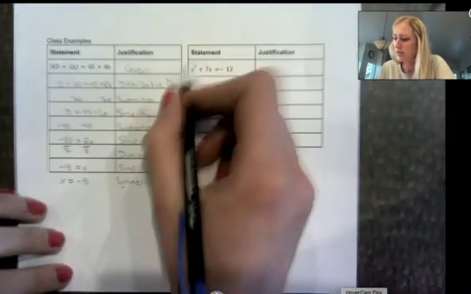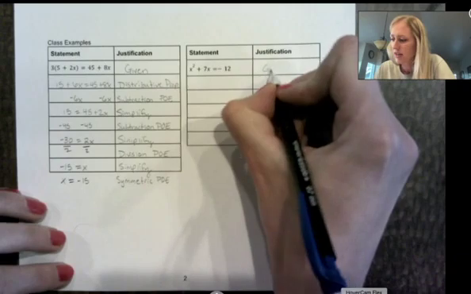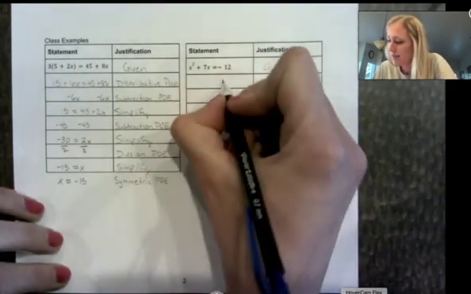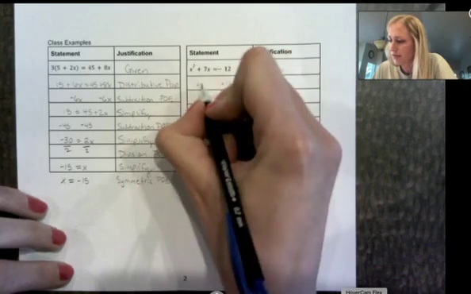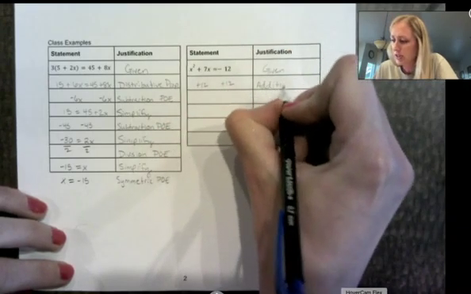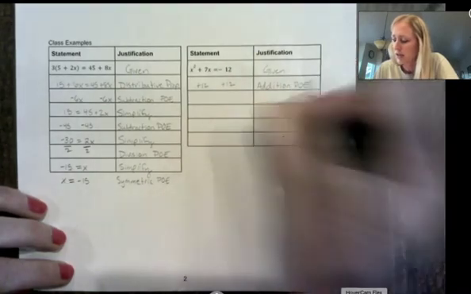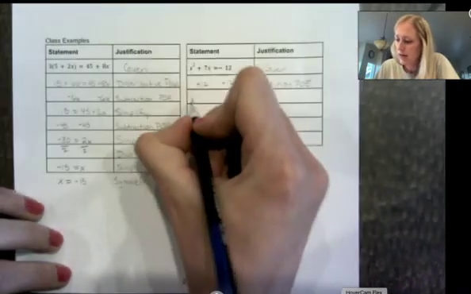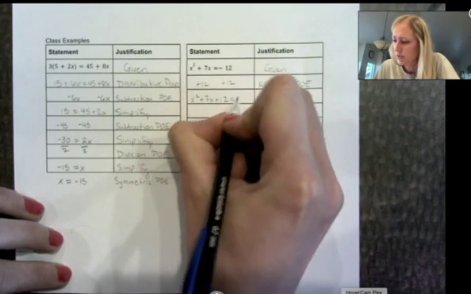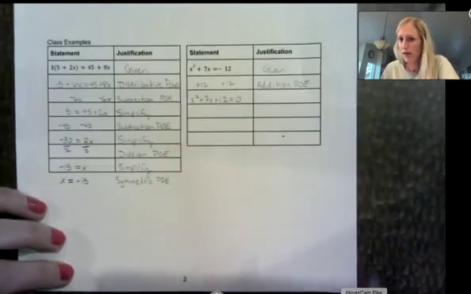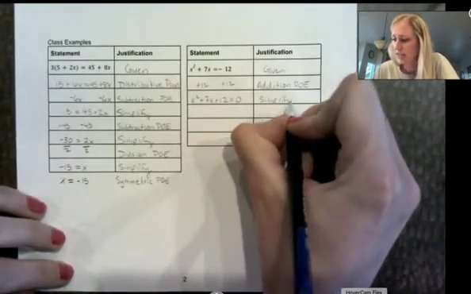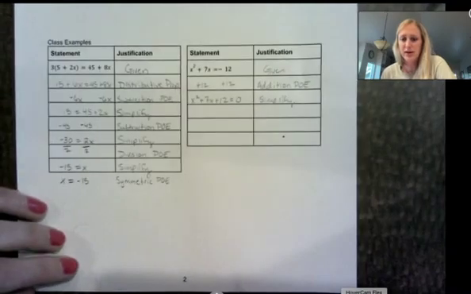So again, I'm given this quadratic to start, that's given. But my first step is I'm going to set it equal to 0. So in order to do that, I have to add 12 to both sides. So I'm doing addition to both sides, so that is the addition property of equality. So I get x squared plus 7x plus 12 equals 0. Okay, and that's just simplifying. There really wasn't any like terms or anything I could put together. I was just rewriting it.